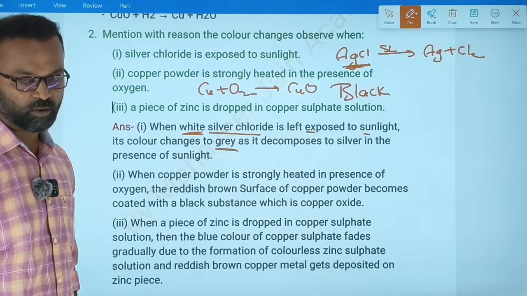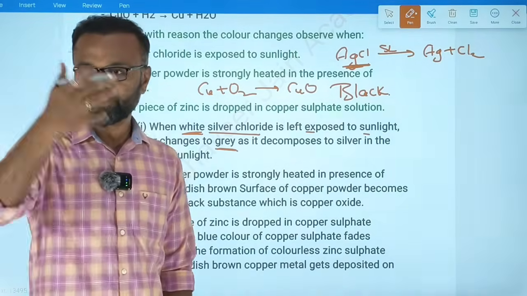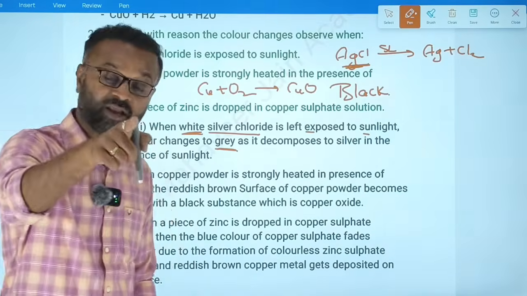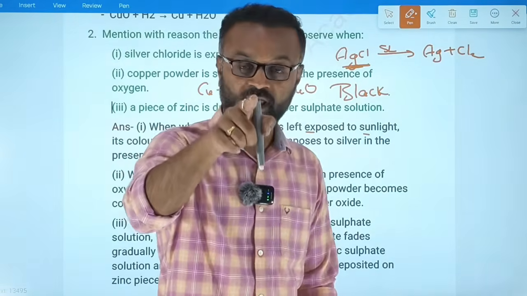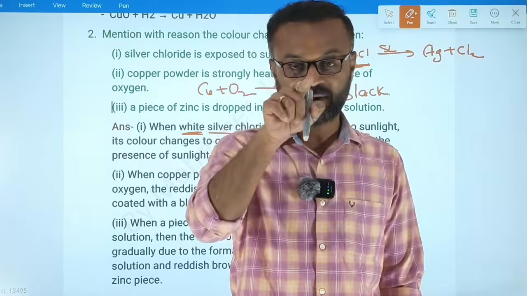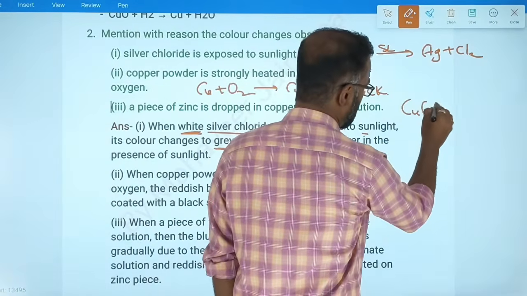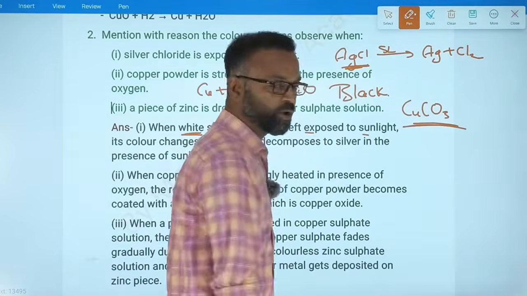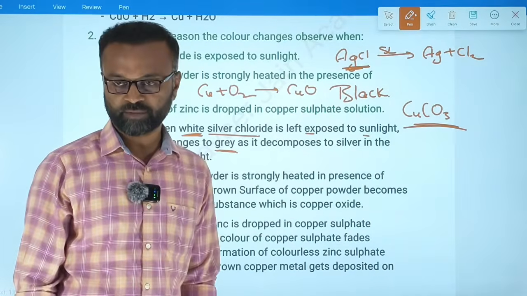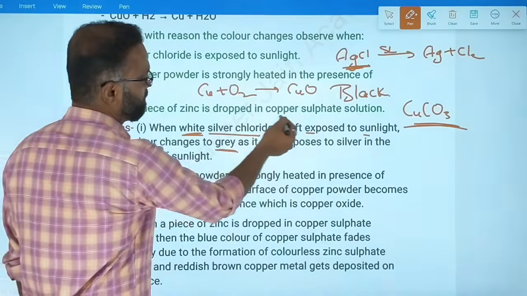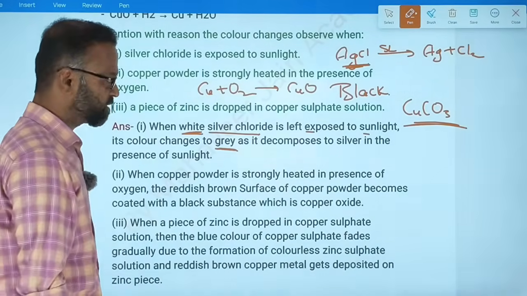Change in the color. Copper is reddish brown in color. When it is heated, it will change its color to a black compound. Similarly, when copper reacts with atmospheric carbon dioxide, it will form a green color compound, so-called copper carbonate. Copper carbonate. Clear?